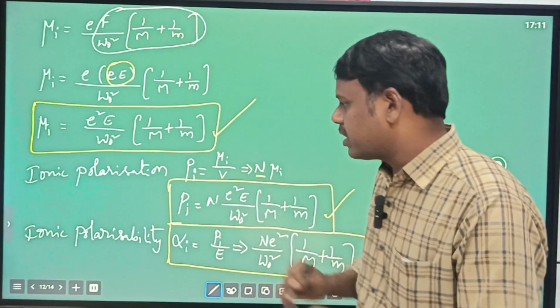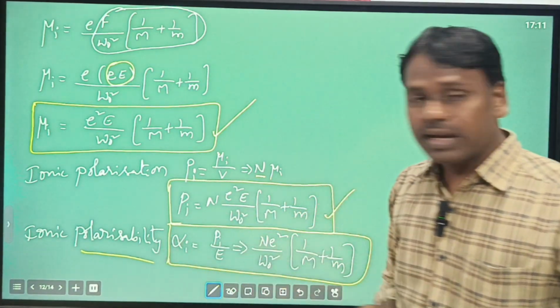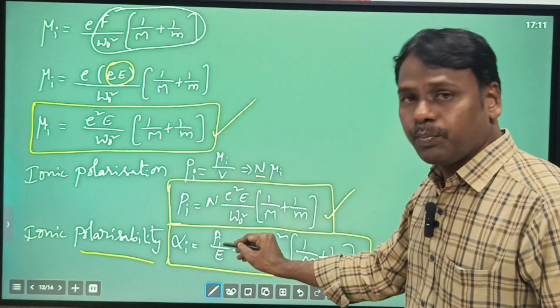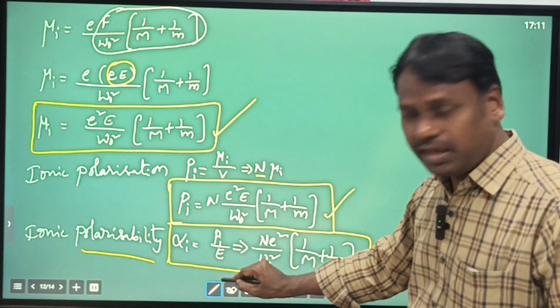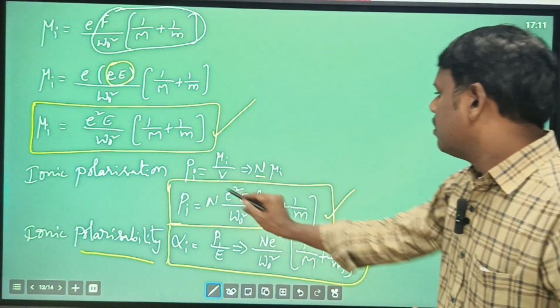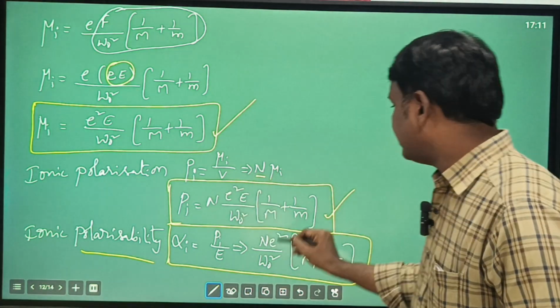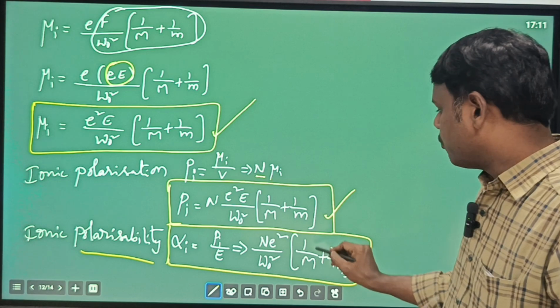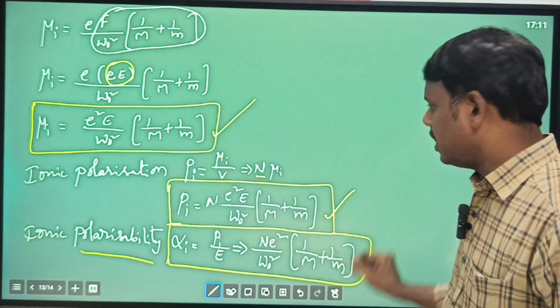If you know the ionic polarization, we can calculate the polarizability. Polarizability αi is equal to polarization per applied electric field intensity E. So Pi/E, that means the value of Pi divided by E. We get αi = N e²/ω0² × (1/M + 1/m).